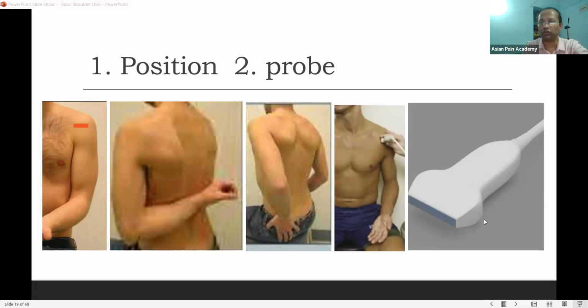Now comes the probe. For shoulder ultrasound, it is always the linear probe. Frequencies will change in most areas. If it is some superficial structure, or we want to see some very small structure, then we will go with high frequency. Otherwise, in-between frequencies, say 12, 13, 14, are enough. So this is probe selection.